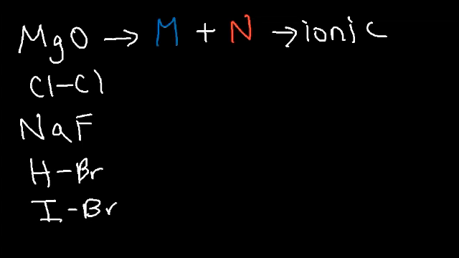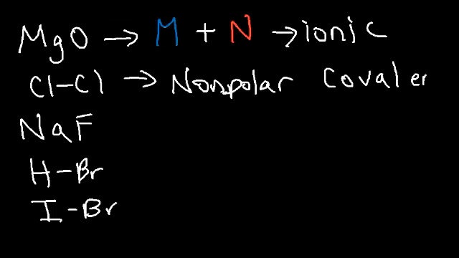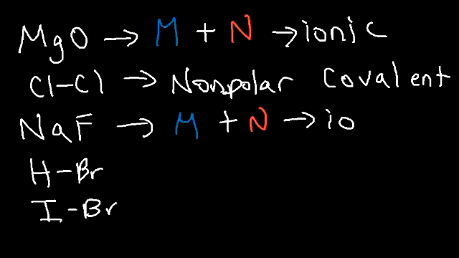Now what about 2 chlorine atoms? Chlorine is a nonmetal. Whenever you have 2 nonmetals with the same type of element, it's always going to be nonpolar covalent. The electrons are shared equally because we have the same type of atom. Now what about sodium fluoride? Sodium is on the left side of the periodic table, so it's a metal. And fluorine is a halogen on the right side, so that's a nonmetal. So sodium fluoride contains ionic bonding.